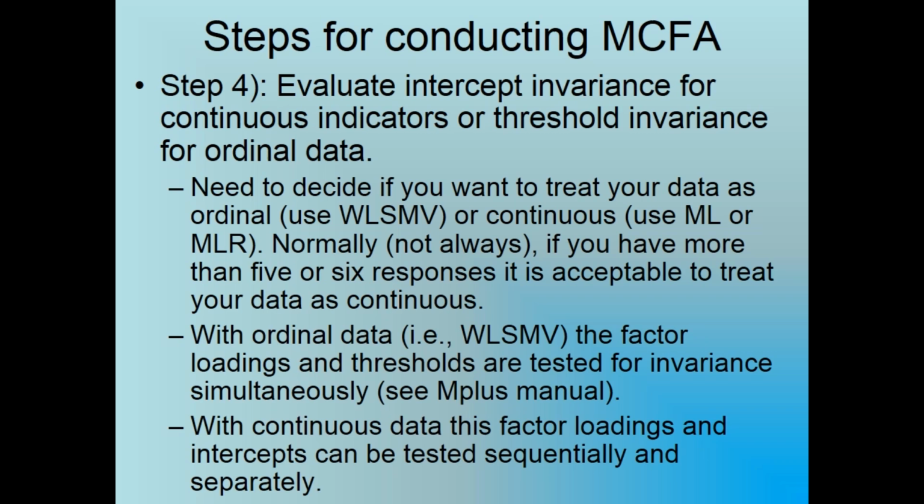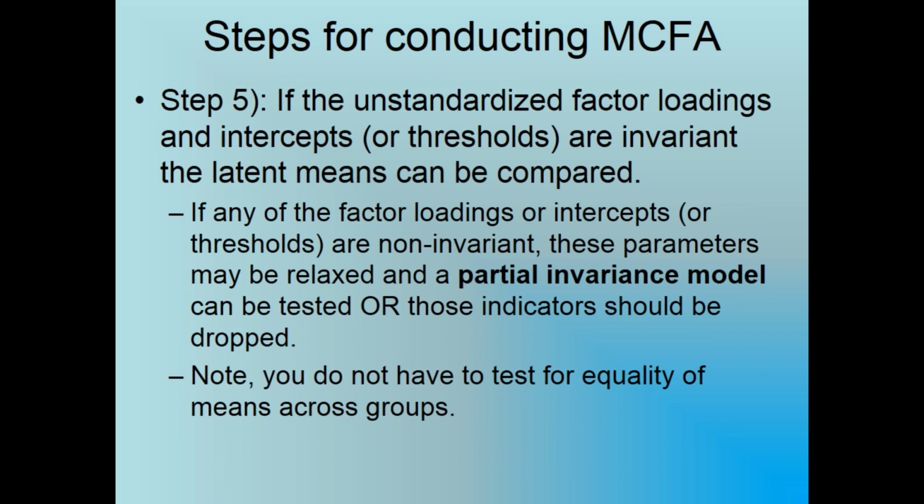If your unstandardized factor loadings and intercepts or thresholds are equal across the groups, it's now appropriate to actually compare those latent means. If some of the factor loadings or intercepts differ across the groups, you then relax those based on modification indices and test what's called a partial invariance model.